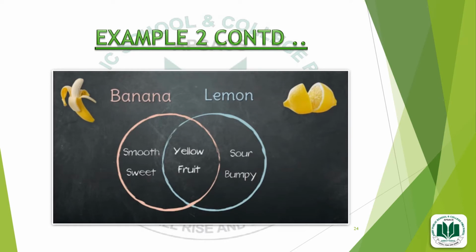Now I'm going to place yellow and fruit in the overlapping region, as these traits are common to both of them. This is how we can correctly place the traits of both the fruits in their appropriate region. And the pictorial representation is the Venn diagram of the traits of these two fruits.